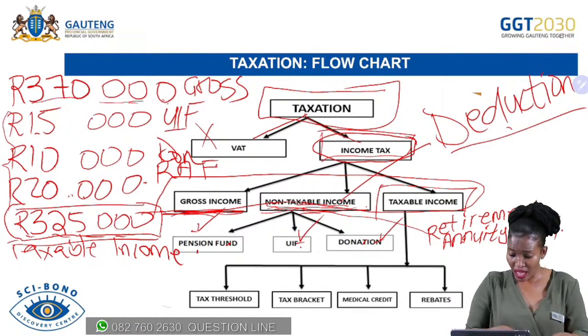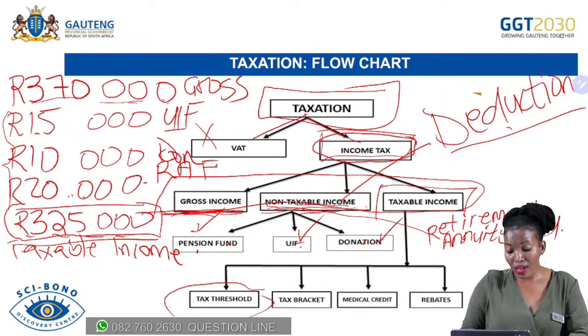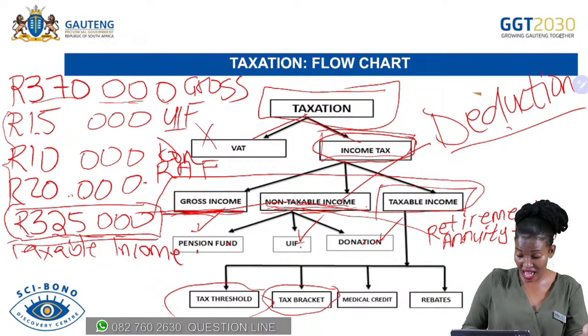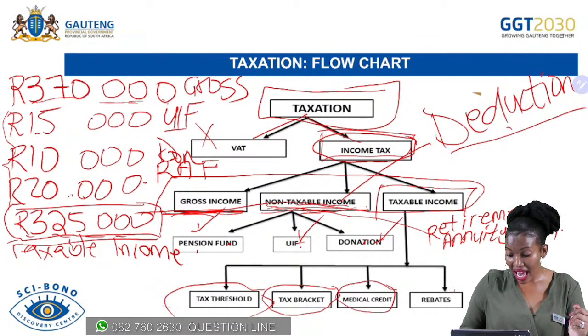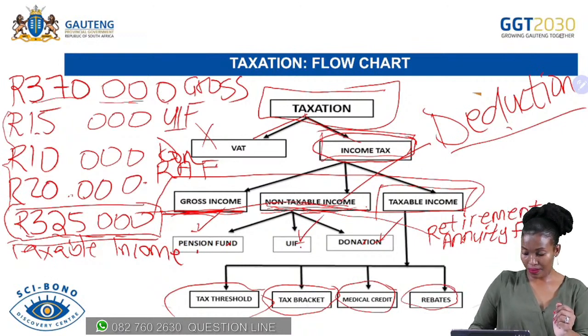And then, guys, we have your tax threshold. I will explain that when you come to that. And then we have the tax bracket. We'll also explain that in detail when you see it on the table. Your medical credits and your rebates.